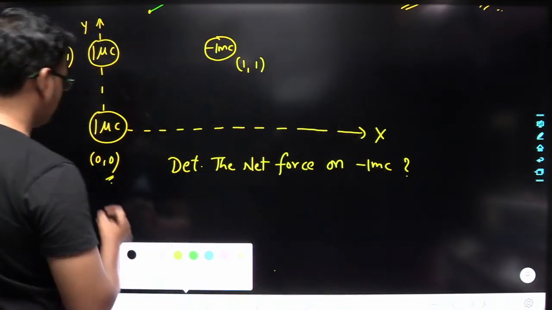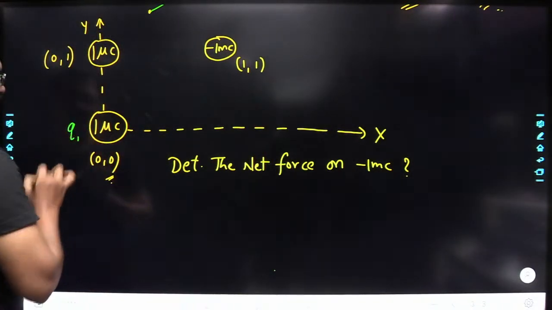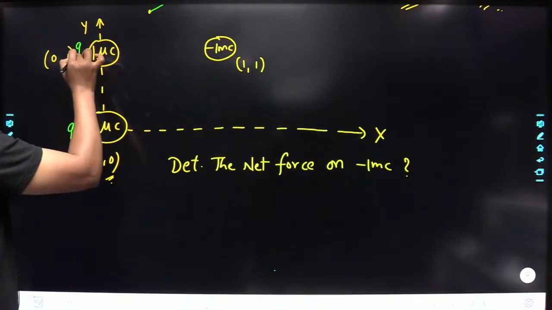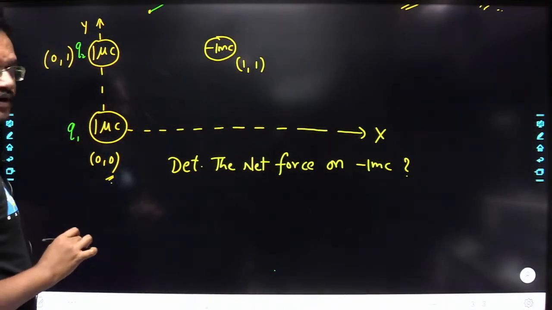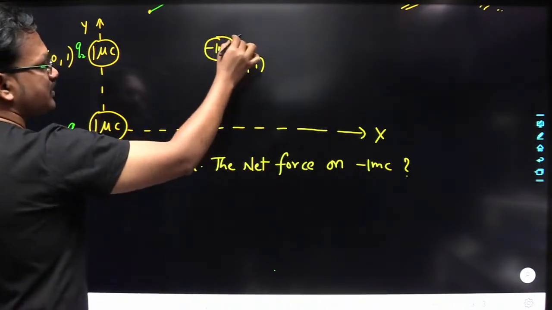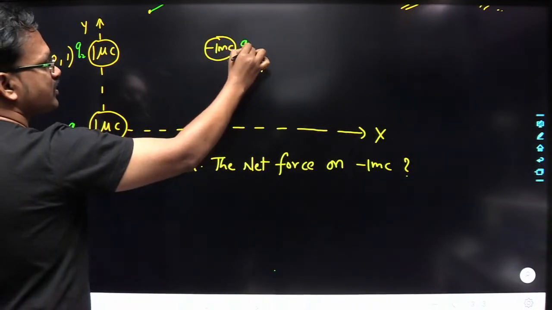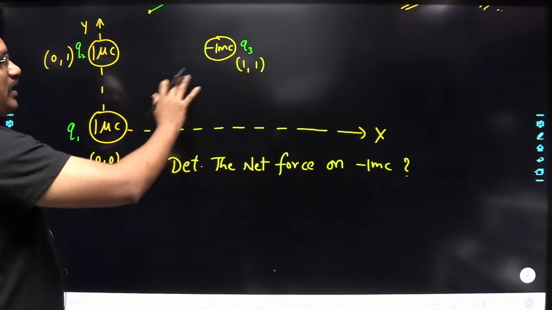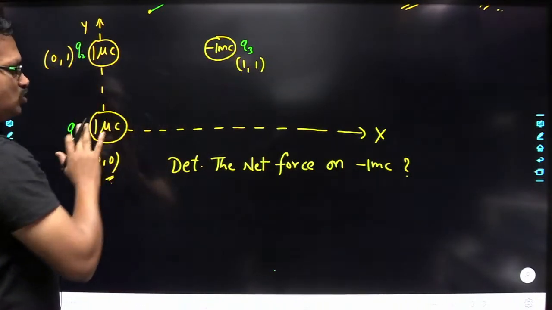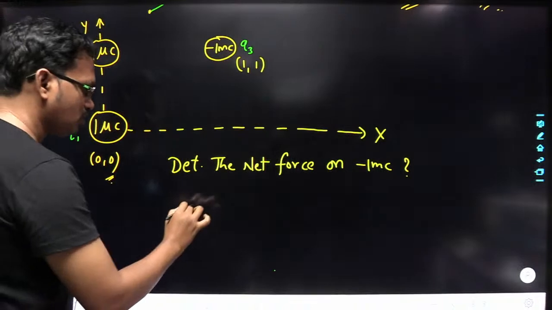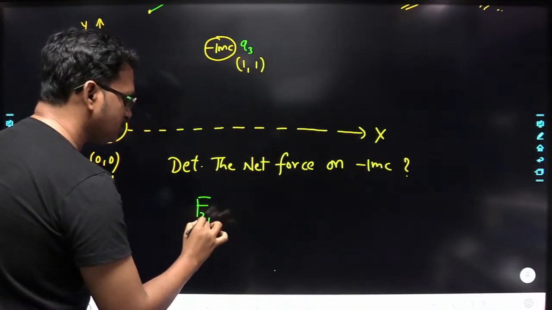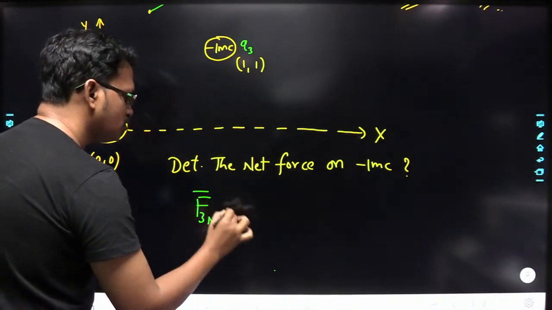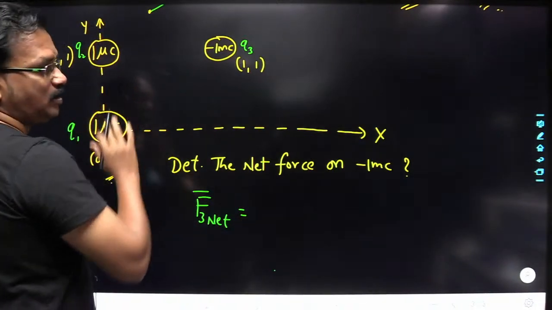Now let us name this one as Q1, and let us name this one as Q2. Right, and minus 1 millicoulomb, let us name this as Q3. Now you have to determine the net force on Q3 due to Q1 and Q2. So that means you have to determine the net force on 3 due to Q1 and Q2.